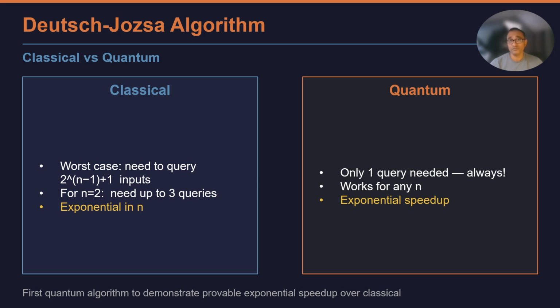And as I said before, this is the first algorithm to demonstrate a provable exponential speedup over classical. So that's why understanding this is very important. So if you have understood the problem statement, and if you have done the calculation by hand to see that what's been stated here makes sense, then in the next session we're going to look at the actual speedup in quantum and how it is achieved.